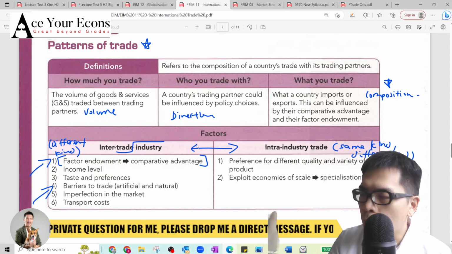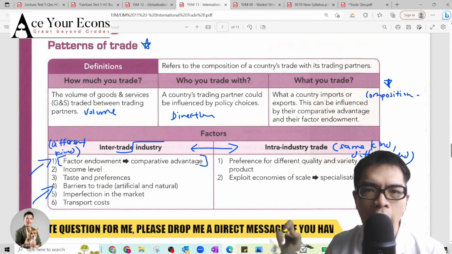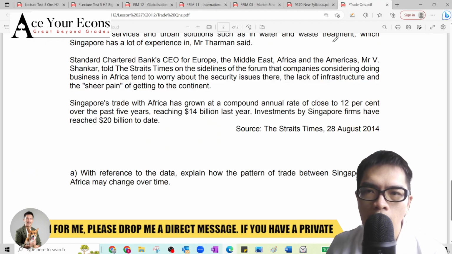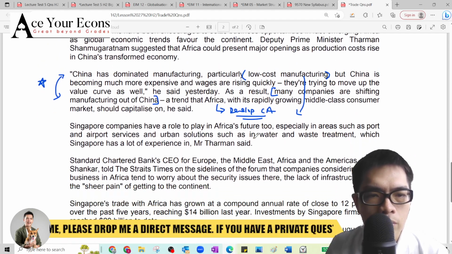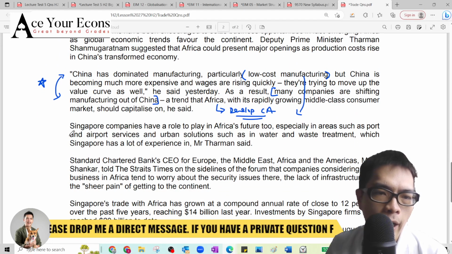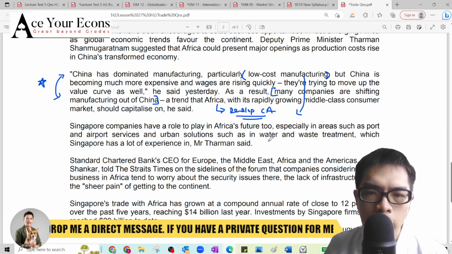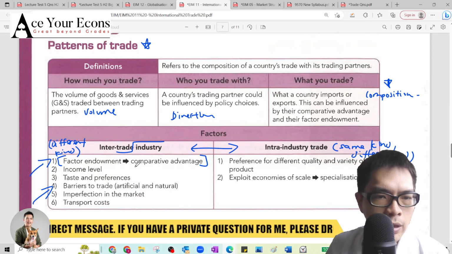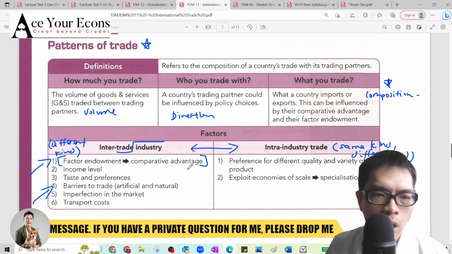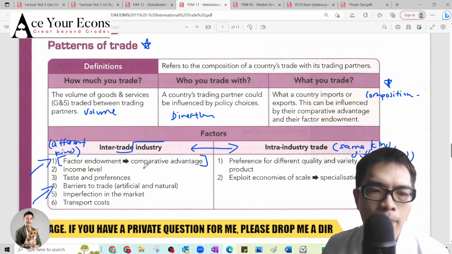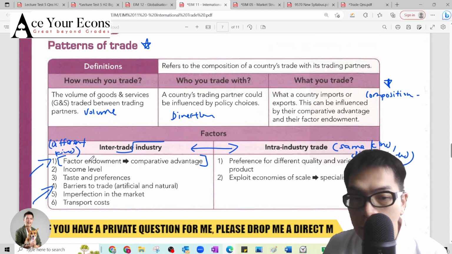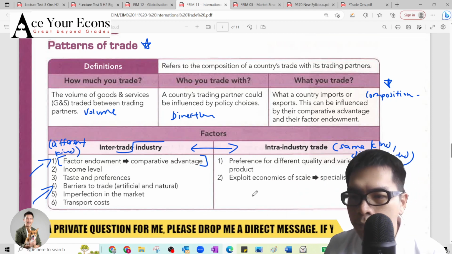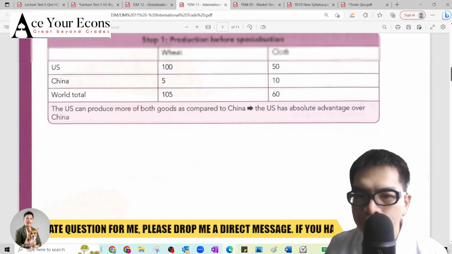Okay, Singapore. Why would Singapore have a comparative advantage in water management? In lesson 27, you see here, airport. Port and airport services, urban solutions, wastewater management. Why? What is the concept behind this? The concept behind this is they have comparative advantage. And why would they have comparative advantage? They must have the necessary factor endowment. Why would they have the factor endowment? So we would work backwards and backwards and backwards. The concept that is tested is this.